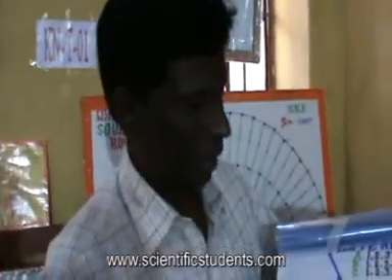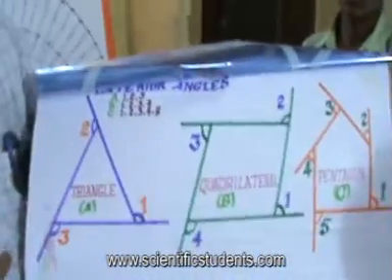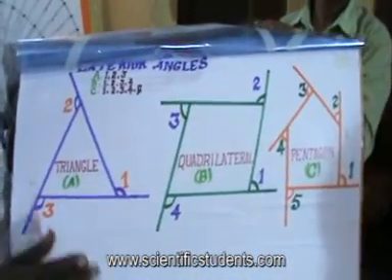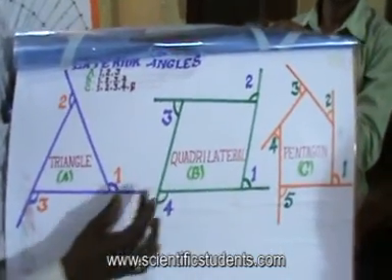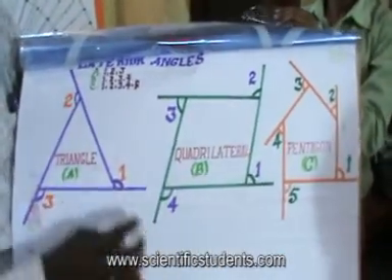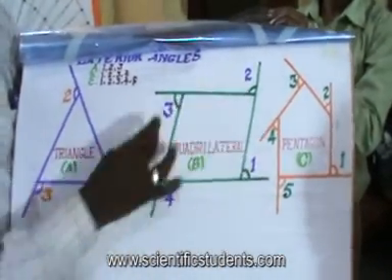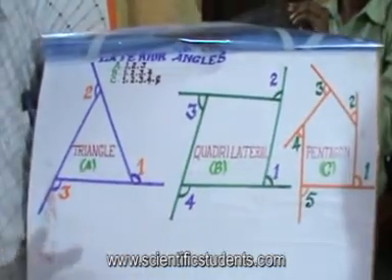I want to explain that the sum of the exterior angles of a polygon is 360. For that I have taken three figures: a triangle, a quadrilateral and a pentagon. These 1, 2, 3, here 1, 2, 3, 4, and 1, 2, 3, 4, 5 are the exterior angles.